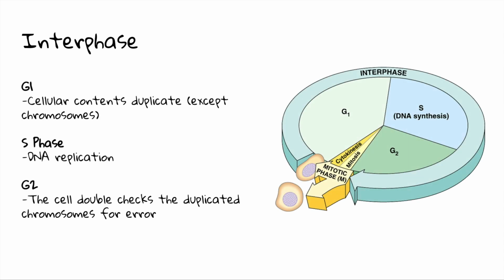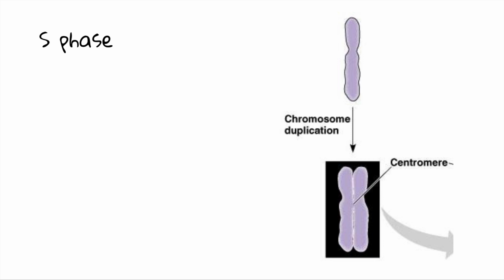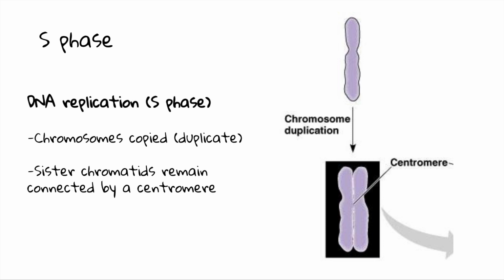So there are three phases of interphase. First we have G1, in which the cellular contents duplicate except the chromosomes, and the cell grows. Then we have the S phase, which involves DNA replication. And the third phase is G2, when the cell double checks the duplicated chromosomes for errors. So S phase is DNA replication.